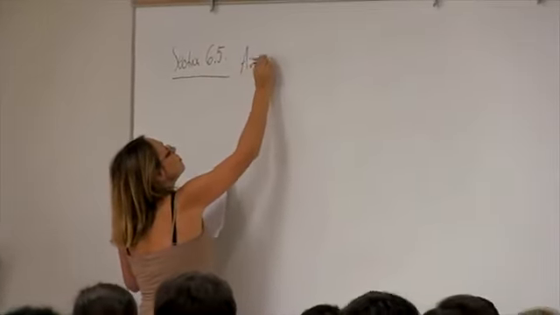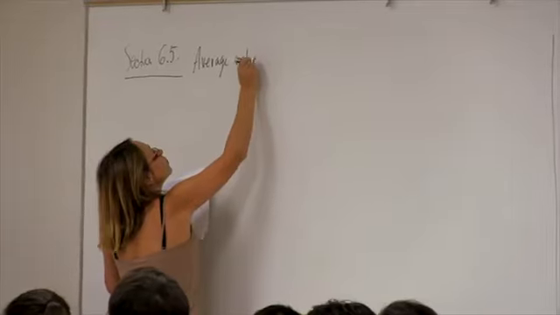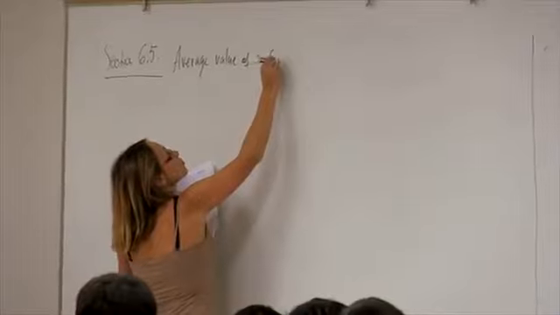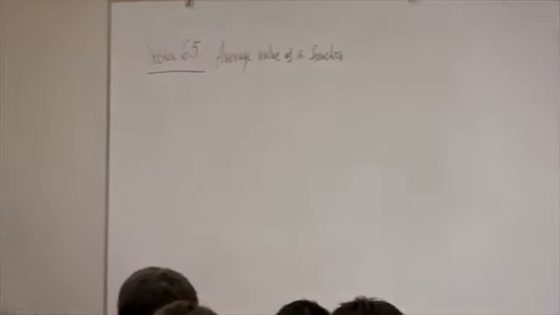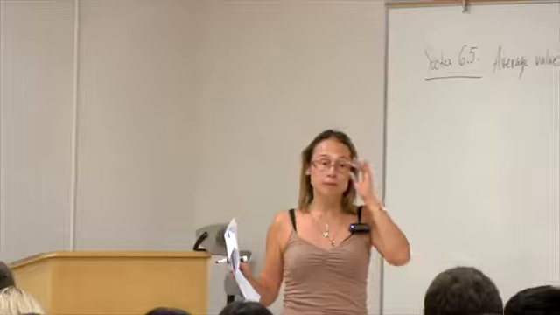Average value of a function. Okay, so if I were to calculate the average height of students in this room, the rule is simple. I take everybody's height, I add them up, and I divide by the number of students.